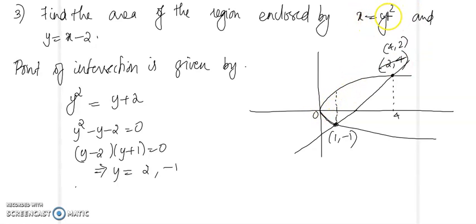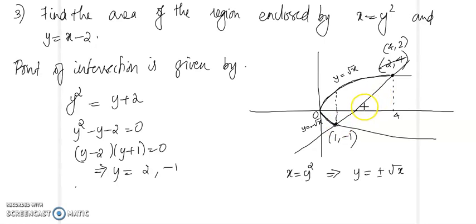Now you have the parabola x equal to y square. So x equal to y square implies y equal to plus or minus root x. Here the y value is positive, so the curve in the upper portion is the positive y value, that will be y equal to root x. And here the y value is going to be negative, so this is y equal to minus root x. So from 0 to 1, the portion of the parabola below is y equal to minus root x, and the portion above is y equal to root x.